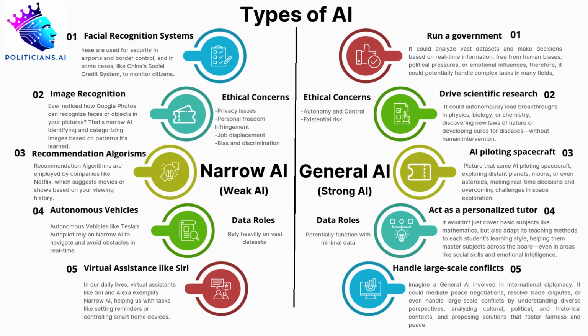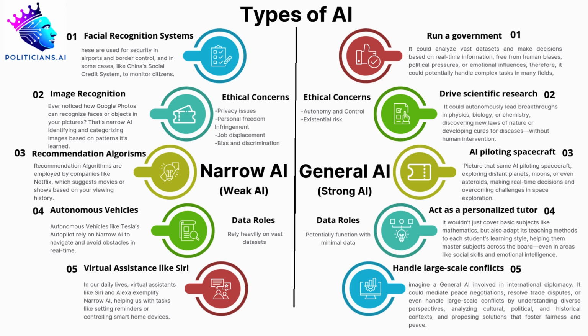But how does this relate to governance? Well, governments are already using narrow AI to improve public services and manage infrastructure. For example, the U.S. Internal Revenue Service (IRS) uses AI to detect tax fraud, while smart cities like Singapore use AI to optimize traffic flow.